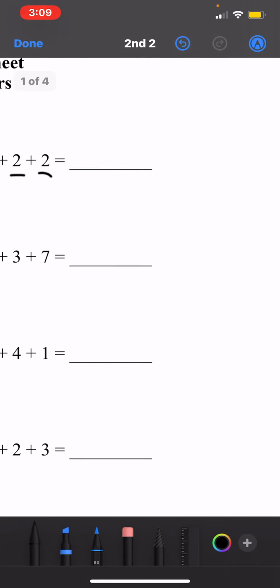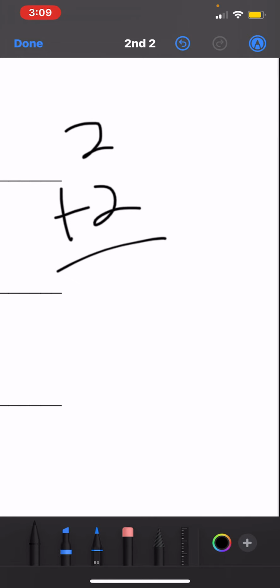So we're going to add 2 with 2, so it's going to be 2 plus 2. To add this more easily, I'm going to make dots out of them, basically. So it's going to be 1, 2, 1, 2. Since we're adding and combining, I'm going to combine the dots.